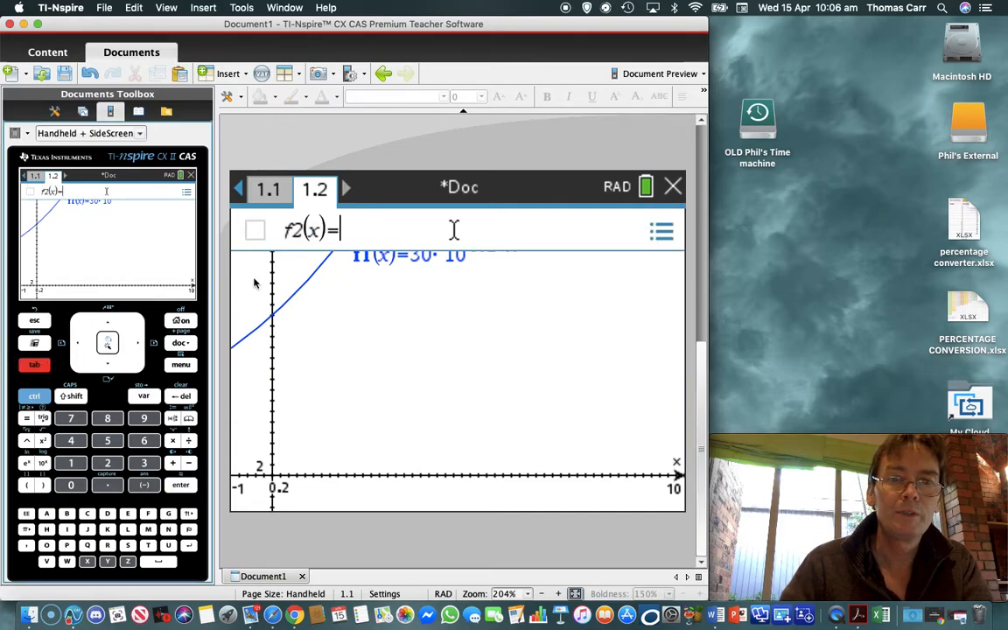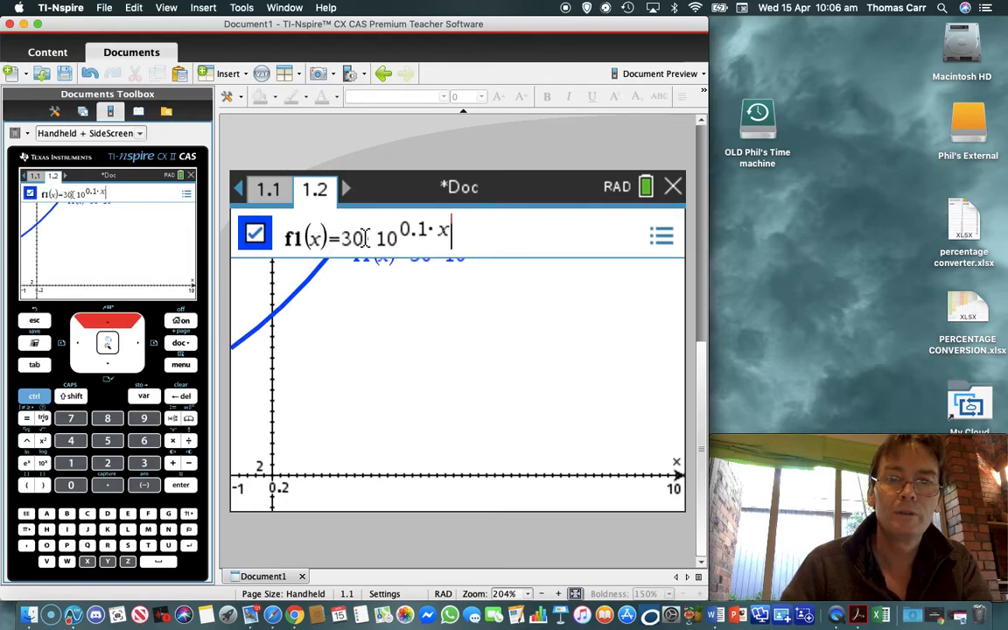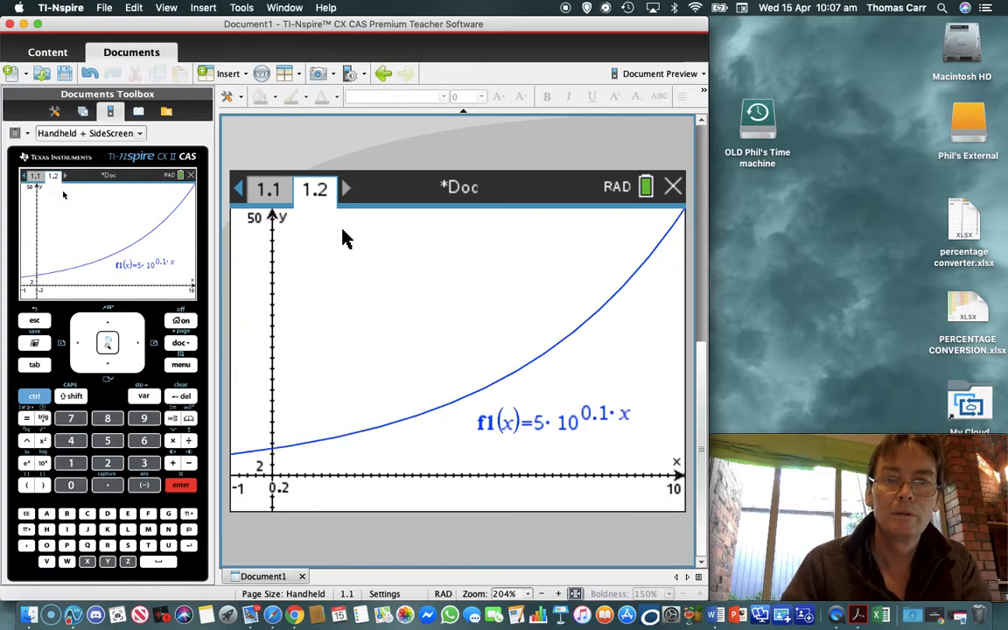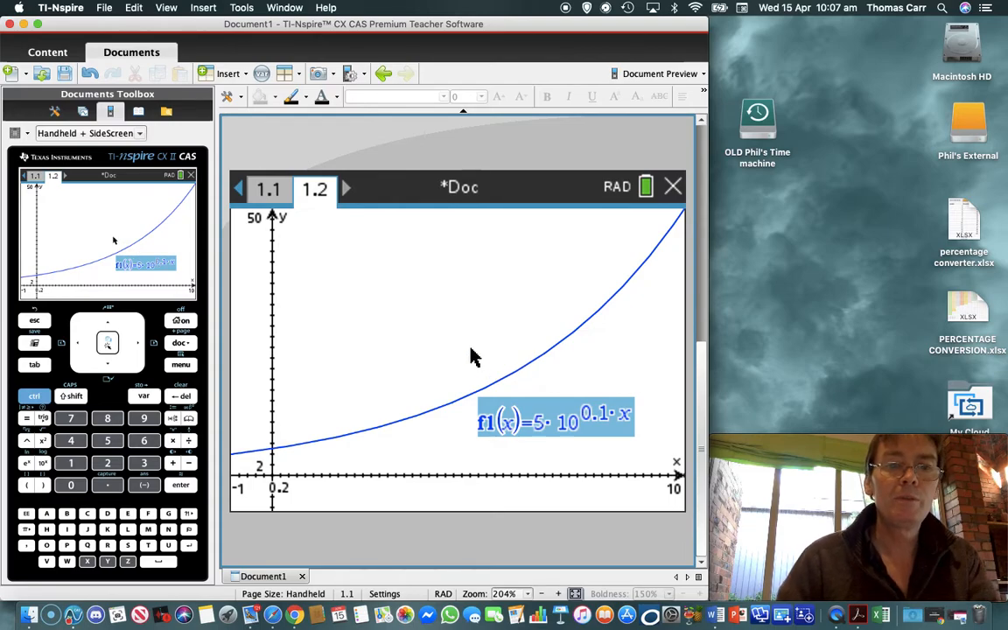What happens if I change it to a 5? Interesting. What about if I change this number 10, the base? What happens if I change that 0.1? So you can have a bit of a mess around and try and get your head around what those different numbers do to the graph before you start the assignment.